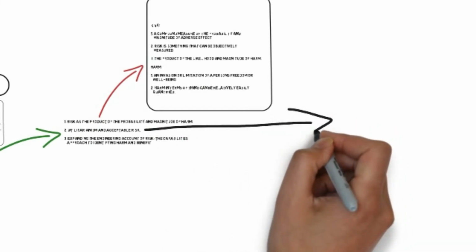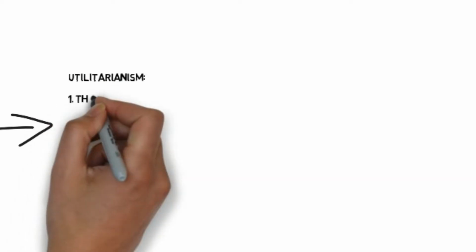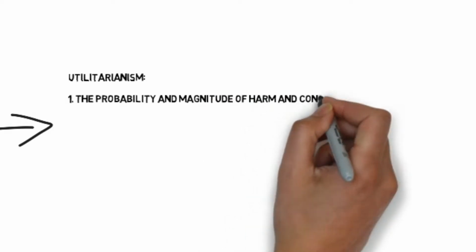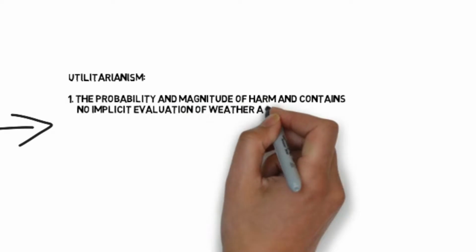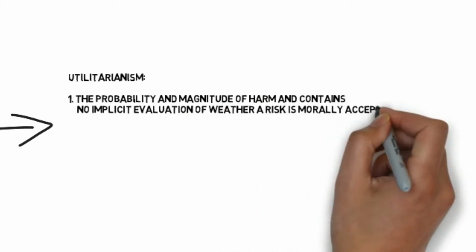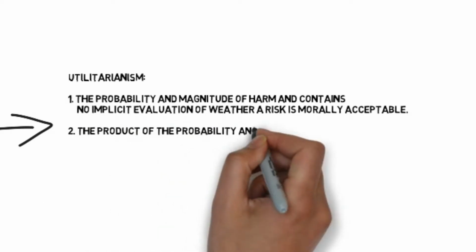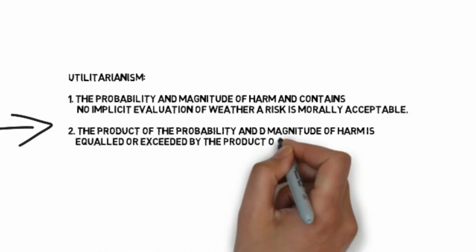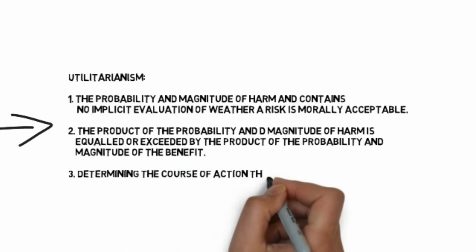Second subtopic, utilitarianism. It considers the probability and magnitude of harm, and contains no implicit evaluations of whether a risk is morally acceptable. Second one is that the product of the probability and the magnitude of harms is equaled or exceeded by the product of the probability and magnitude of the benefit, determining the course of action that maximizes well-being.